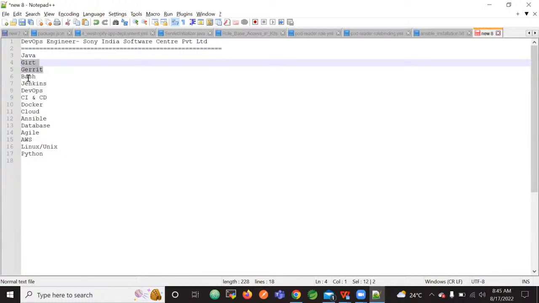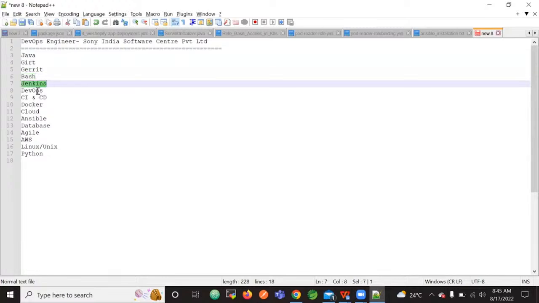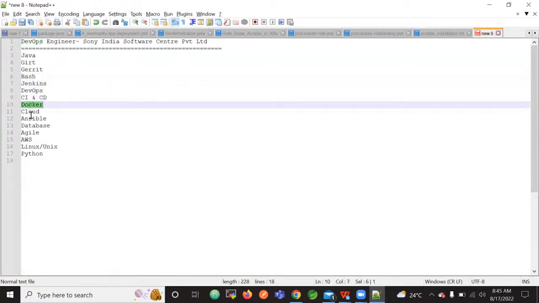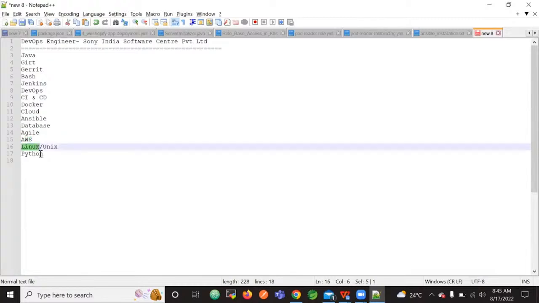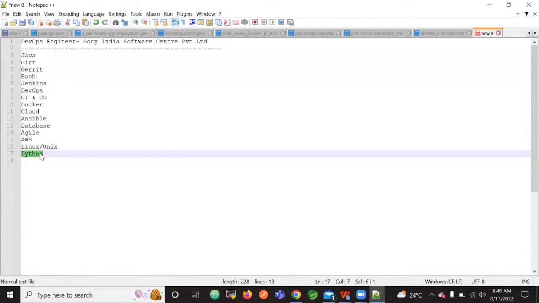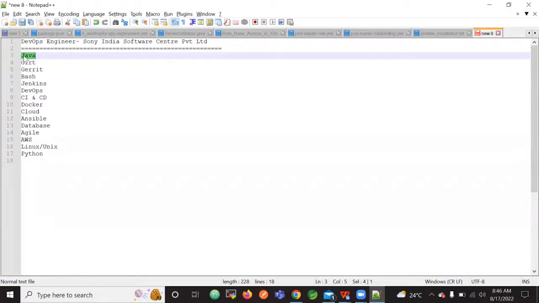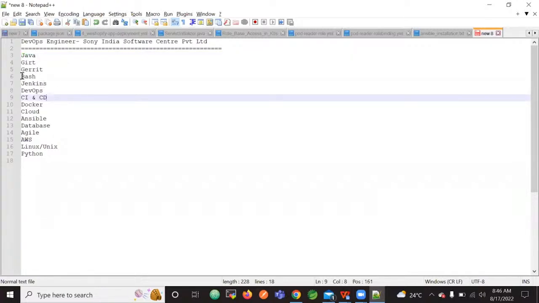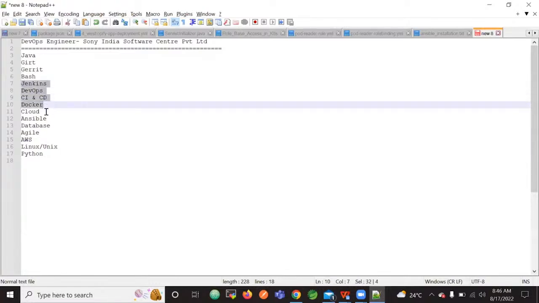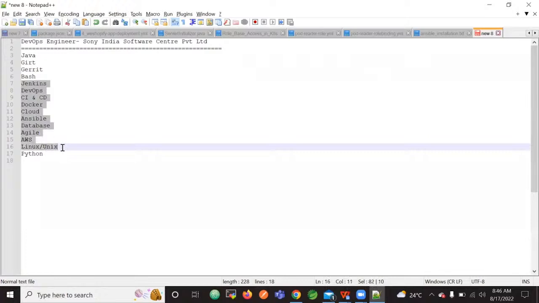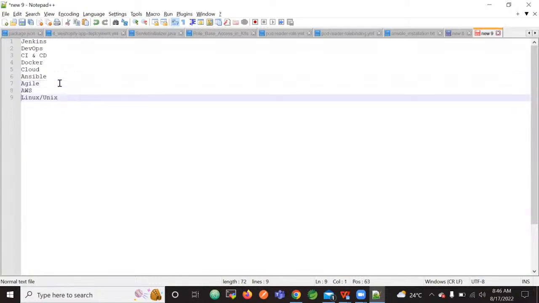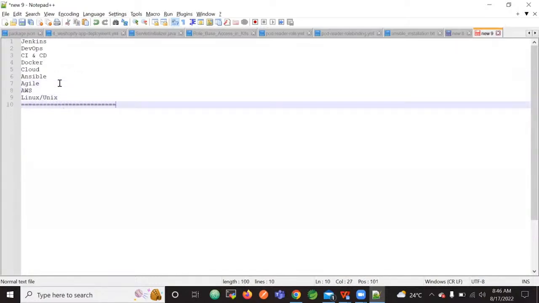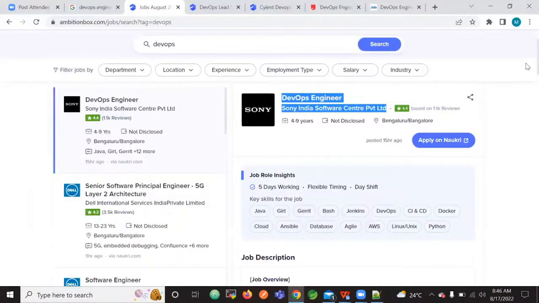But commonly they are asking for Bash, Jenkins, DevOps, CI and CD, Docker, Cloud, Ansible, Database, Agile, AWS, Linux, and Python programming language experience, or maybe the knowledge, we don't know. Java experience or the knowledge. So basically, this is the skill set they published. In this skill set, if you can see, Jenkins, DevOps, CI/CD, Docker, Cloud, Ansible, Agile, AWS, Linux. Let me copy it and then take it in a separate text pad. Okay, now let us go and look at the other job opportunity.